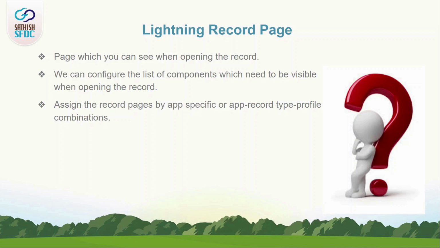You can assign the record pages by app specific and app record type profile combinations. That is, you can assign a specific record page to a specific app, or you can assign it in a combination of record type and profile. That is, we can make a sales representative view two different record pages based on the record type that he is choosing. Let's go to the demo.